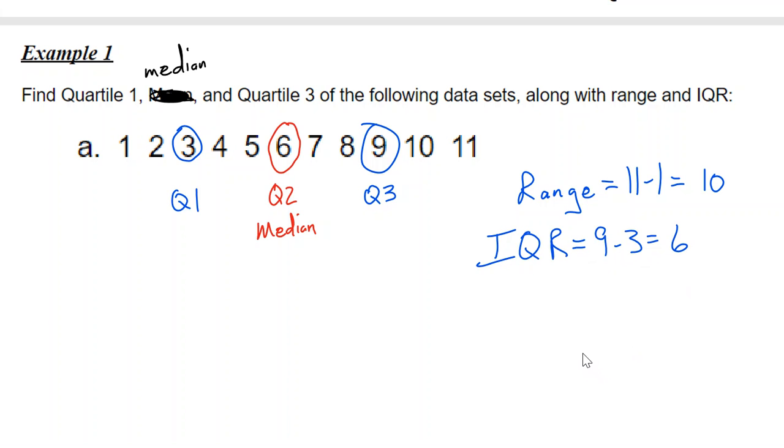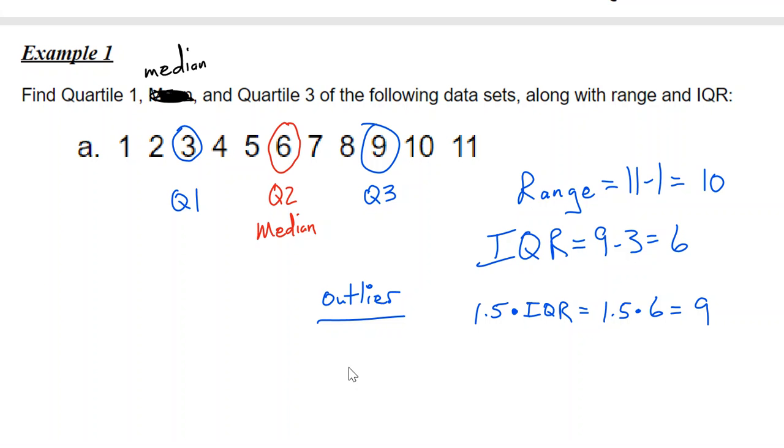Now, I need to kind of give you an idea here. There's a concept here that I'm not going to hammer on this time. We may come back to it later on in the course, and that is the idea of the outlier. And what I do is I take 1.5 times the IQR, which at this point is 1.5 times 6, which is 9.